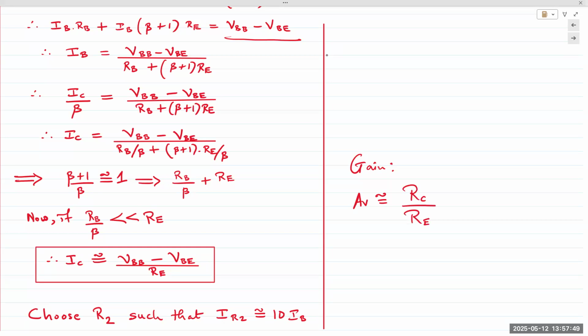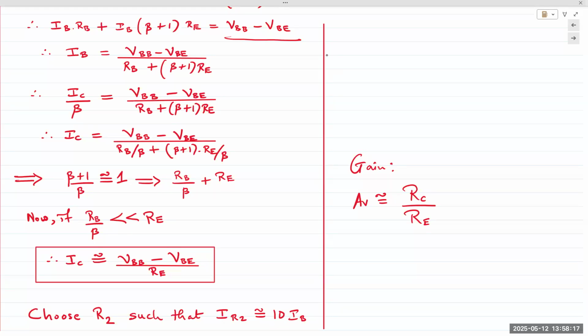There's a small derivation about that too. So if anyone's interested, I can show them outside of class. But it kind of follows the same path. AV would simply be output voltage to input voltage. And so if you rearrange the terms, you'd obtain approximately RC divided by RE. Actually, it would be negative minus RC over RE because it's an inverting amplifier.